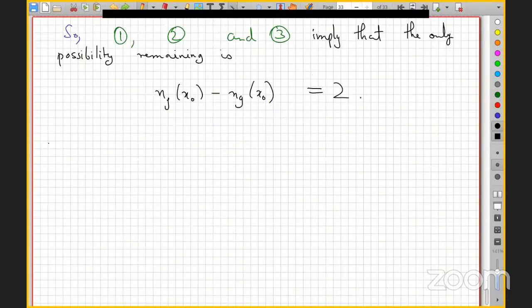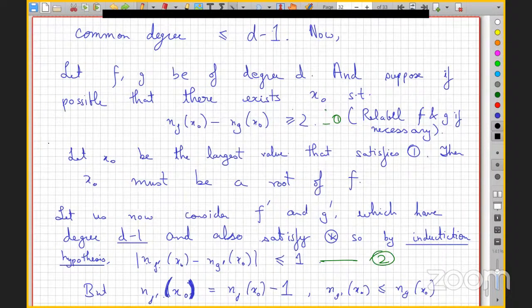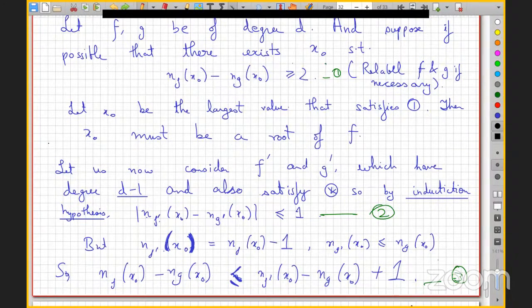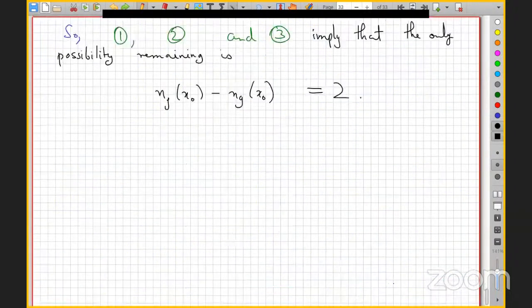Okay, is that clear? So let's see why this is. x naught was chosen so that the difference between the values is at least 2. Then we showed that the difference between the values is less than some number that is at most 1 plus 1, which is at most 2, right? So it's greater than or equal to 2, less than or equal to 2, so it has to be equal to 2. Okay, good. So now we are sort of done, but let's just see one thing.